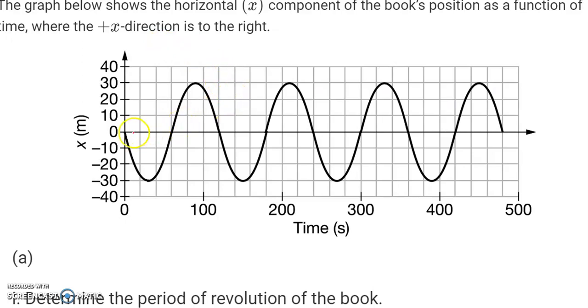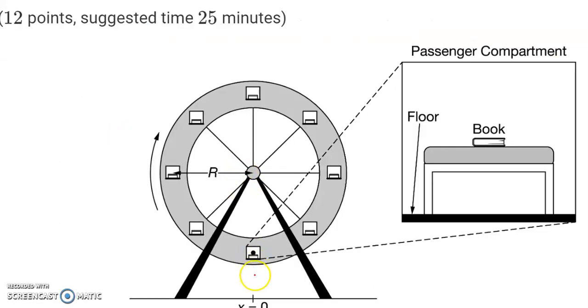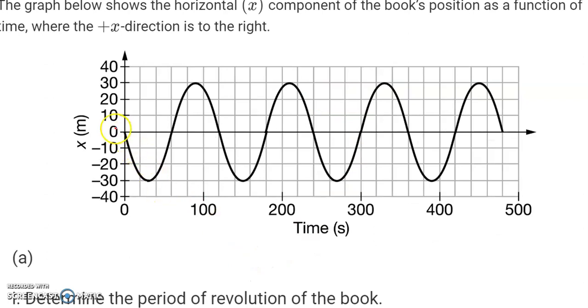Okay. So this book starts at 0. Here's x equals 0. Over here is negative, and over here is positive. So it'll start going negative, and then it'll go back to 0, and it'll become positive, go back to 0. That's what we see here. Go negative, come back to 0. Go positive, come back to 0.